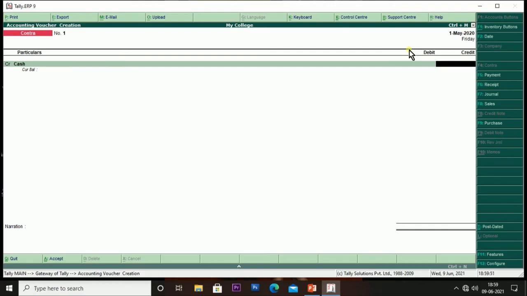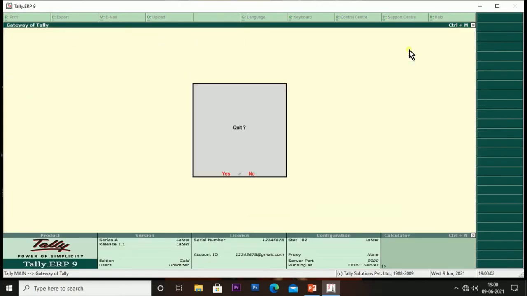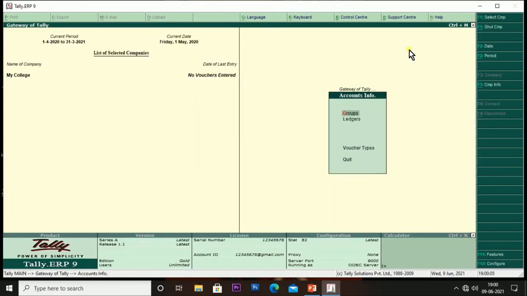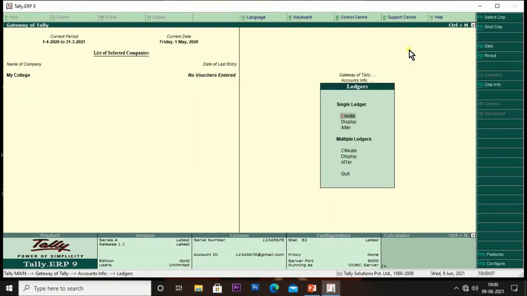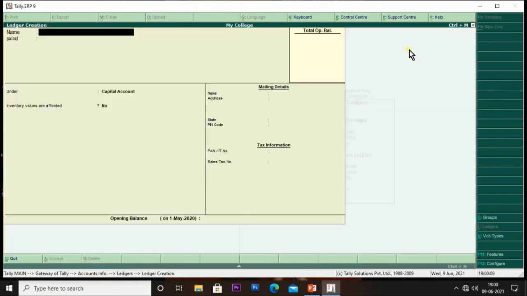So to generate that, I will do one thing. First we will go for receipt: credit to capital account. How can we create a capital account? I will go to that process: Accounts Info, Ledgers, Create my capital account under capital account. Okay, I'll save this one.